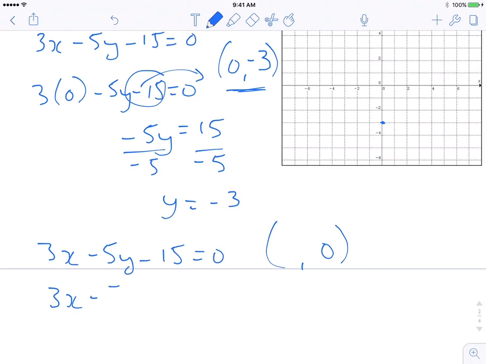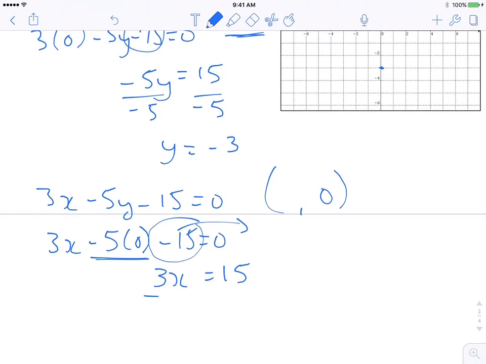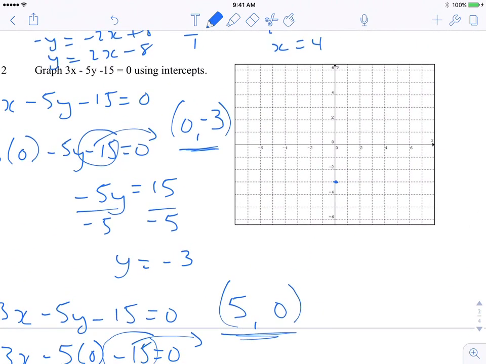So 3x minus 5 times 0, that's all we've done. We are going to leave the 3x here. And we know minus 5 times 0 means minus nothing, because 5 times 0 is 0. And again, we add 15 to both sides, so that's positive 15. And then we're dividing both sides by 3, x equals 5. So when y is 0, x equals 5. So (5, 0) is my second point, and it's right there. Connect those two. And there we go. And that's your line.